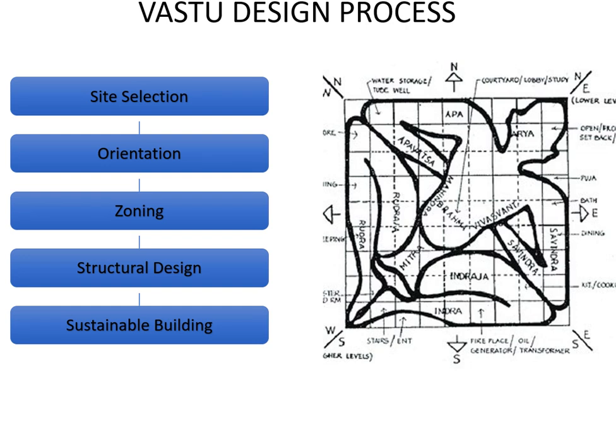Now coming to the Vastu design process. In this design process, the first thing is to look into the site selection. Then they have to orient. Finally, they have to divide into different zones and structural designs, and finally, a sustainable building will be evolved.